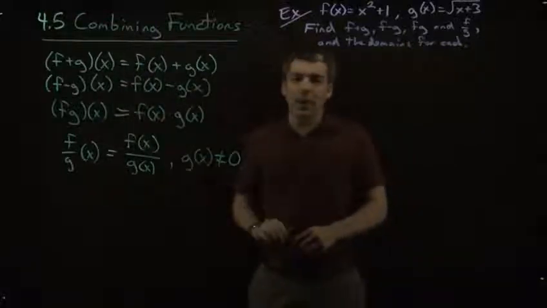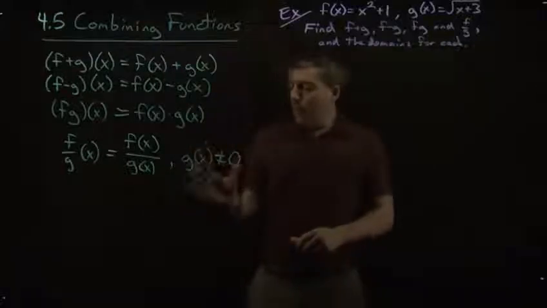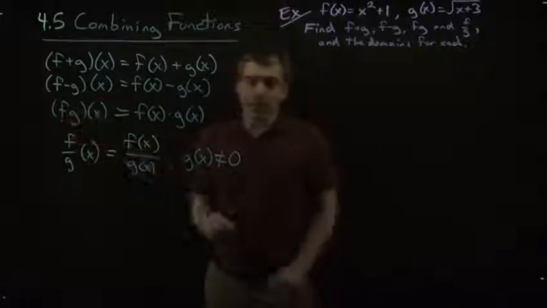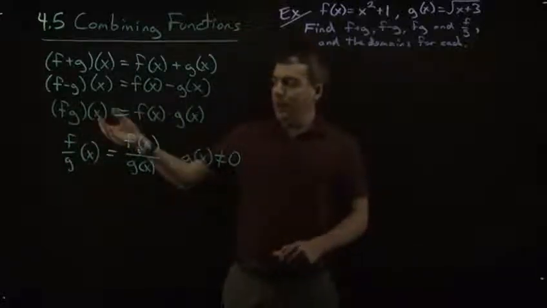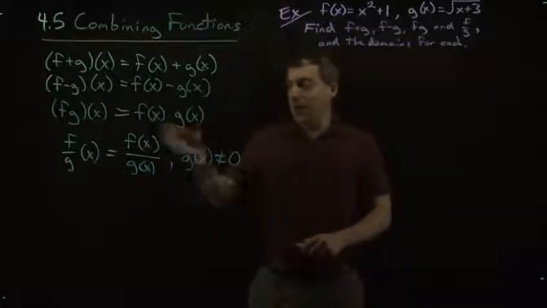The domain of a combination of two functions, f and g, with the exception of this case, will be the intersection of the domains of the two functions. So just those x values that can be plugged into both functions will be included in the domain of a composition.